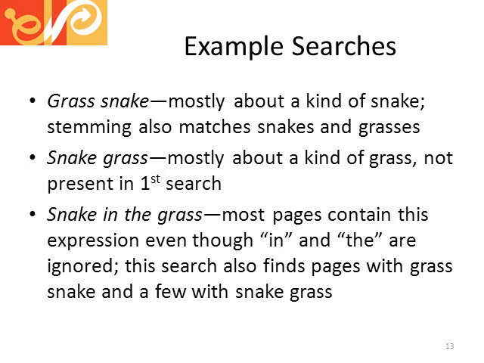If you search for grass snake, your results will most likely be about a kind of snake. Google's stemming feature will also match those words to snakes and grasses. If you search for snake grass, your results will mostly be about a kind of grass. If you search for the words snake in the grass for the complete phrase, most of the pages that you retrieve will contain this complete expression, even though Google says that it would ignore stop words such as "in." It also finds pages with grass snake and a few with snake grass.